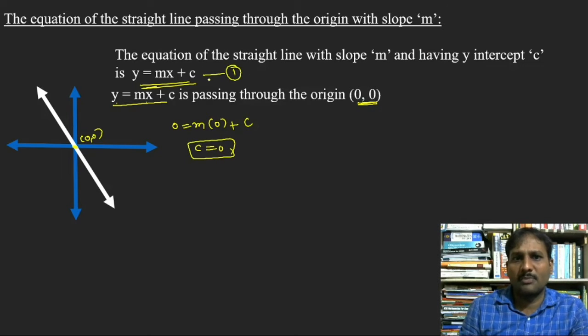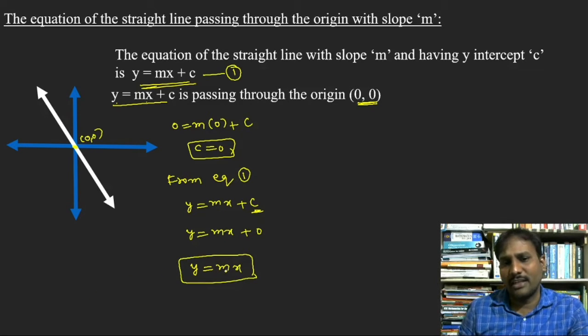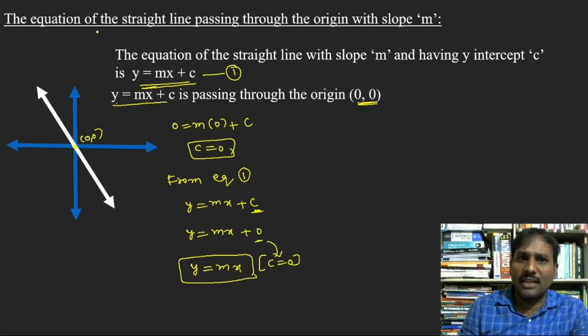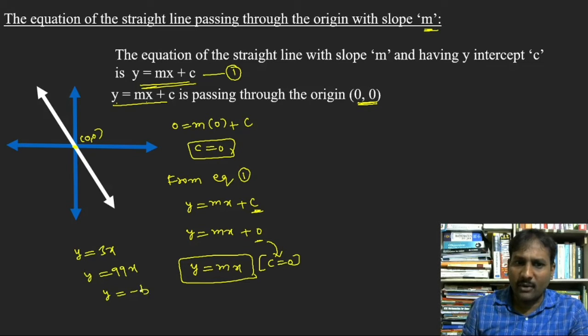Consider y is equal to mx plus c as equation 1. Now from equation 1, what is given? y is equal to mx plus c. But what is c? c is equal to 0, so mx plus 0. So y is equal to mx is the required equation of the line, because here c is equal to 0. That's why we have substituted c is equal to 0. So this is the equation of the line passing through the origin with slope m. Any equation of this form, y is equal to 3x, y is equal to 99x, y is equal to minus 5x, all these will pass through the origin.